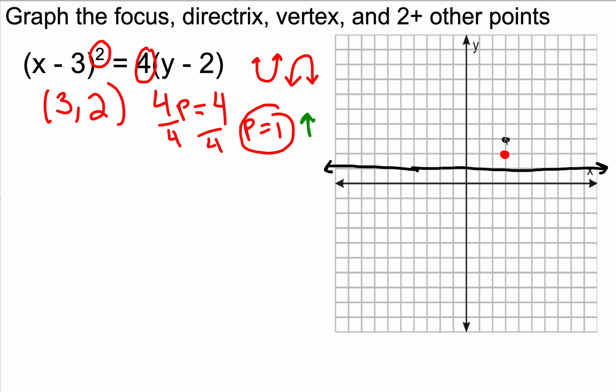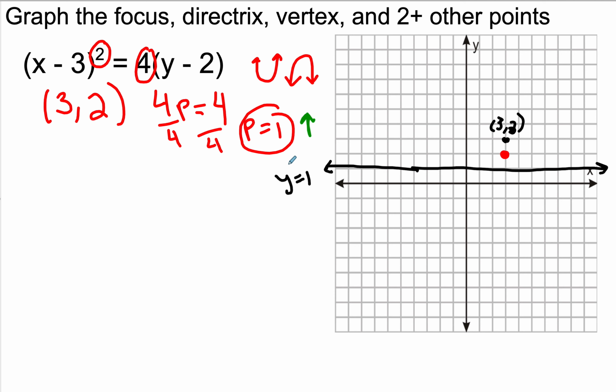Okay. Now, when I do that, and I get the directrix as straight as I possibly can, I note that the focus is 1 above, the directrix is 1 below. So this is the directrix, y equals 1, because it's a flat line. This is the focus, (3, 3). Okay, (3, 3). Notice x is the same, 1 above on the y. Beautiful.